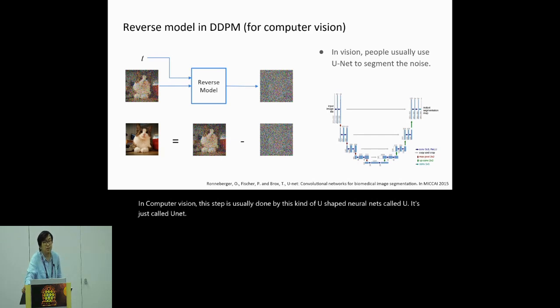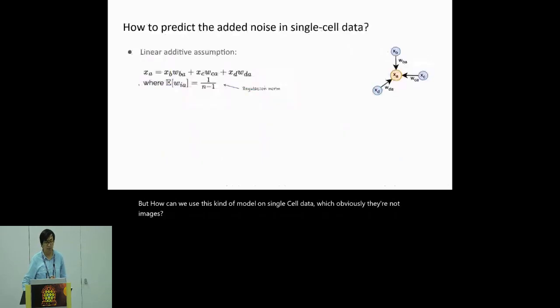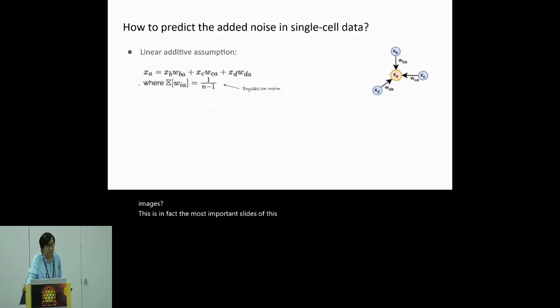But how can we use this kind of model on single-cell data, which obviously is not images? This is, in fact, the most important slide of this talk. RegDiffusion is based on a linear additive assumption that is widely used in a lot of Bayesian network methods.